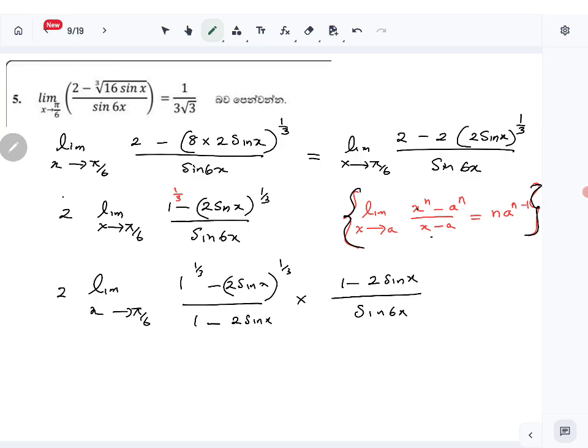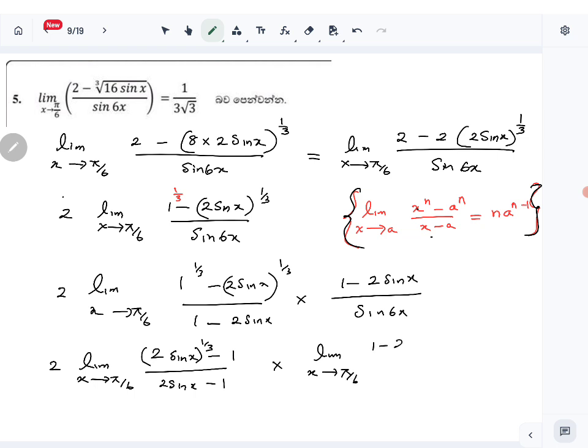So now let me break this into two limits. 2 times limit x goes to pi over 6. Let me rewrite it in this form. Reverse the order of terms, so the minuses will cancel out. Times limit x goes to pi over 6, 1 minus 2 sine x over sine 6x. Right. Okay. Now first we'll do this part, this limit.